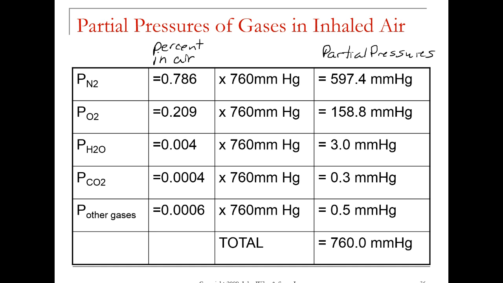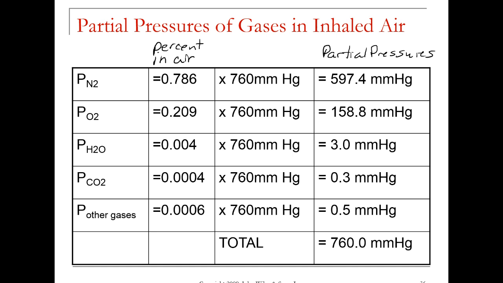If we look at oxygen, about 21% of the air is made out of oxygen. So if we take 0.209 times 760 millimeters of mercury, that's going to give us 158.8 millimeters of mercury as the partial pressure of oxygen. So P sub O2 is equal to 158.8 millimeters of mercury. Then the next highest is water vapor.